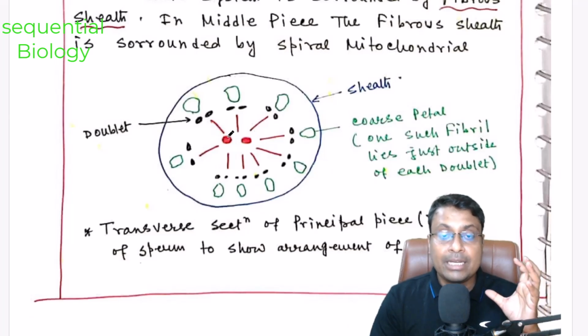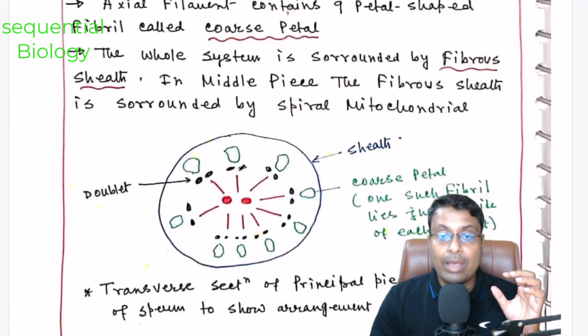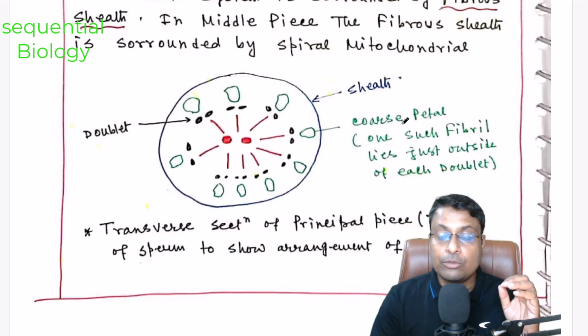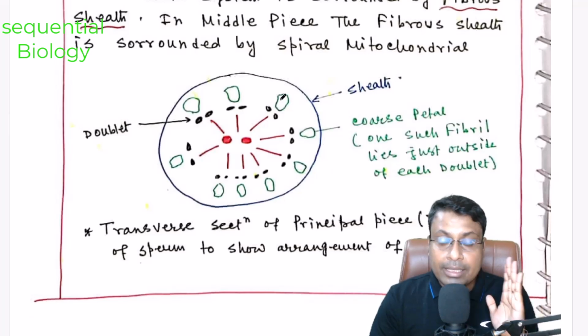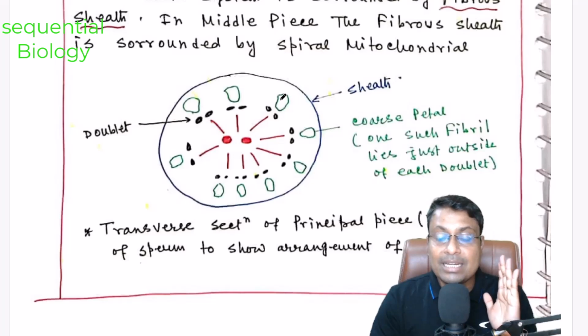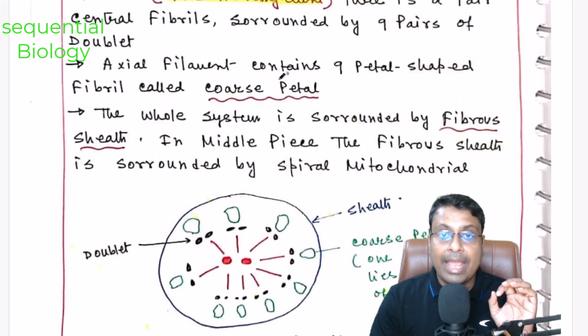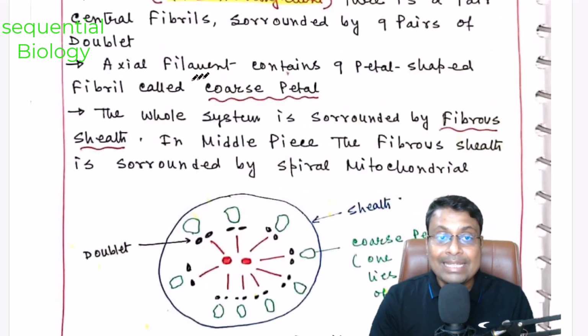The arrangement in spermatozoa is a 9+2 arrangement, and just outside of these 9 doublet microtubules there is a specific structure known as the outer dense fibres, and one such fibril lies just outside of each doublet. This is a special type of fibril, present just outside of each doublet. The axial filament contains 9 petal-shaped fibrils.